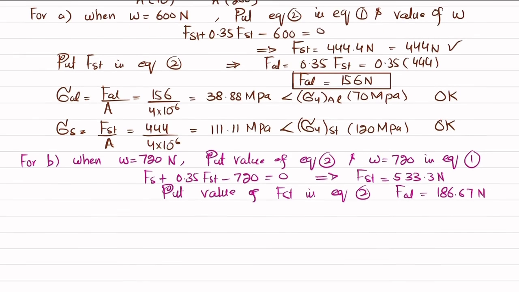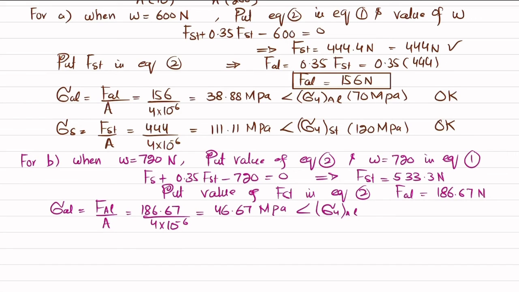Clear? So again we will find the average normal stress in the aluminum wire, which is equal to F of aluminum divided by A. F of aluminum is 186.67 divided by the area, which is 4 into 10 to the power minus 6. So you will get 46.67 megapascal, which is less than the yield strength of aluminum, that is 70 megapascal. So it means the force of 186 Newton in the aluminum wire is okay.